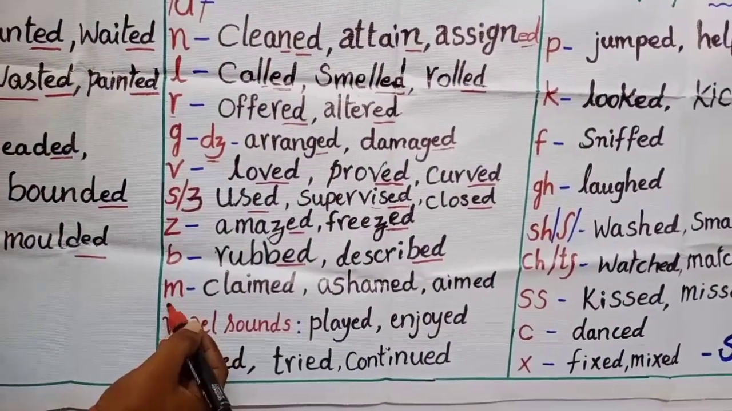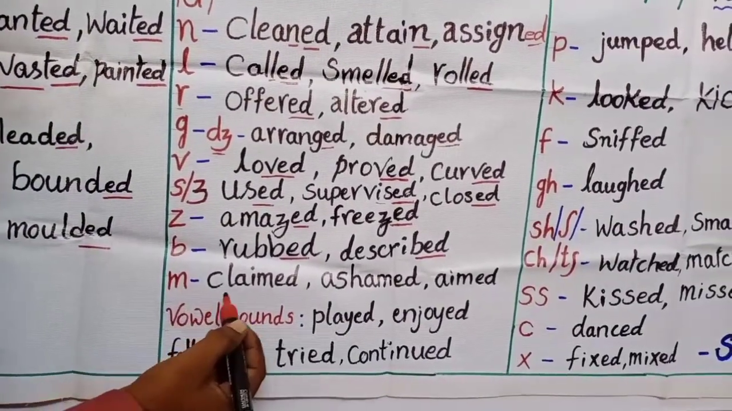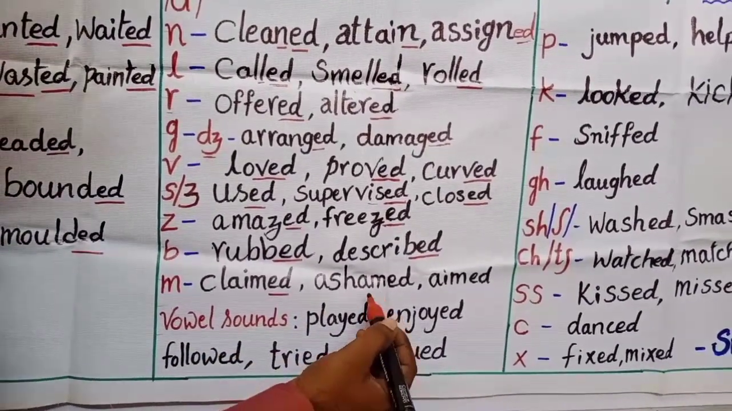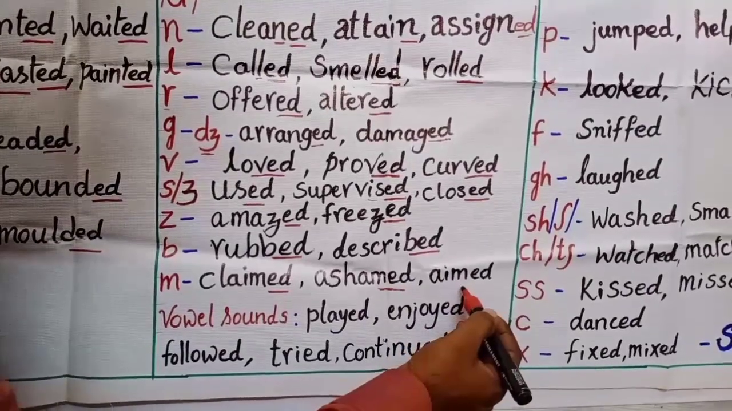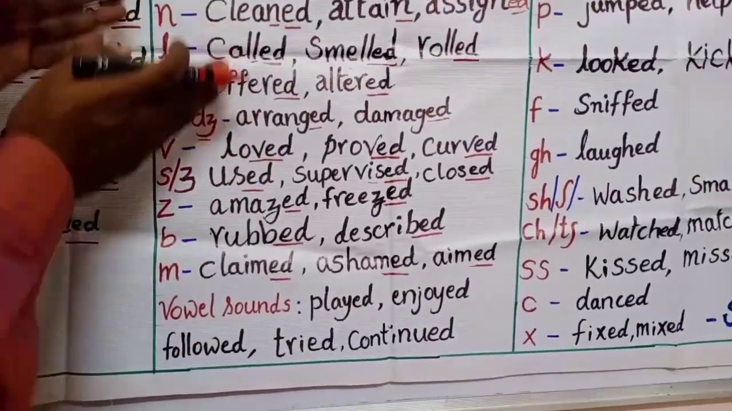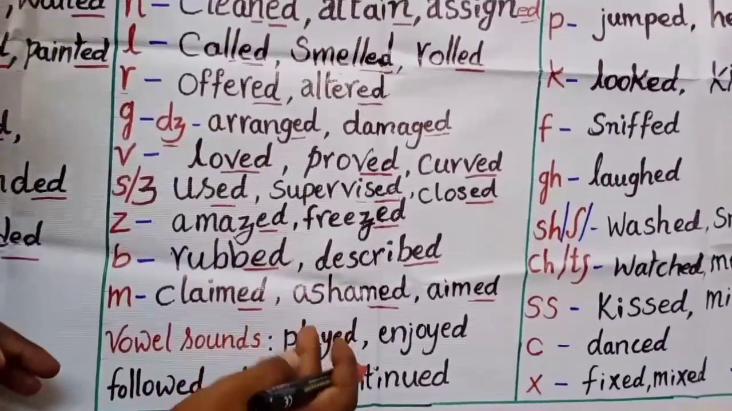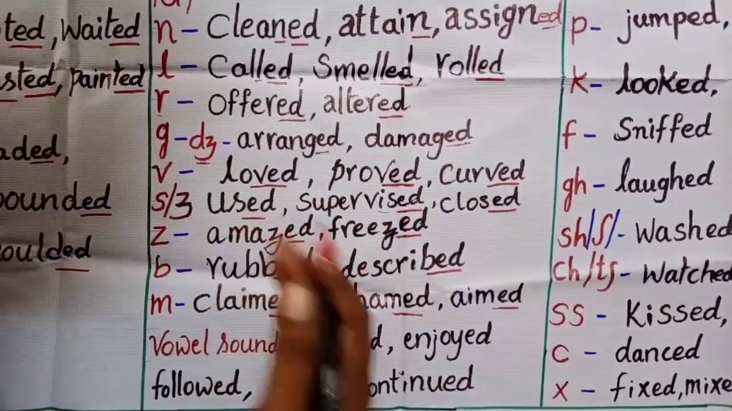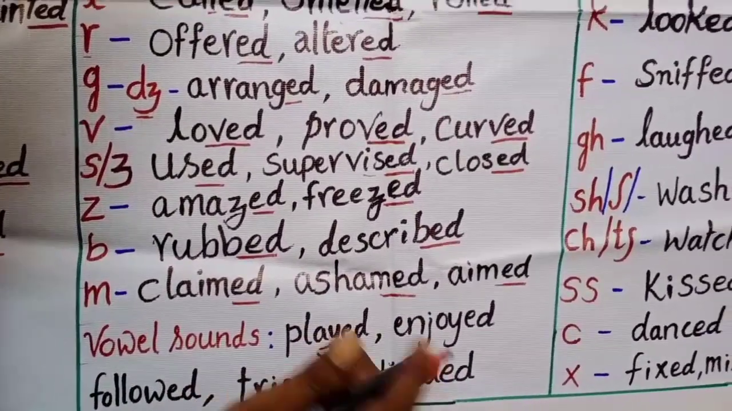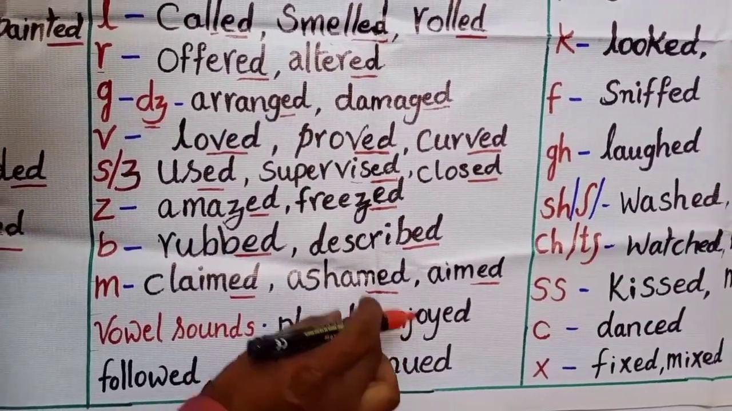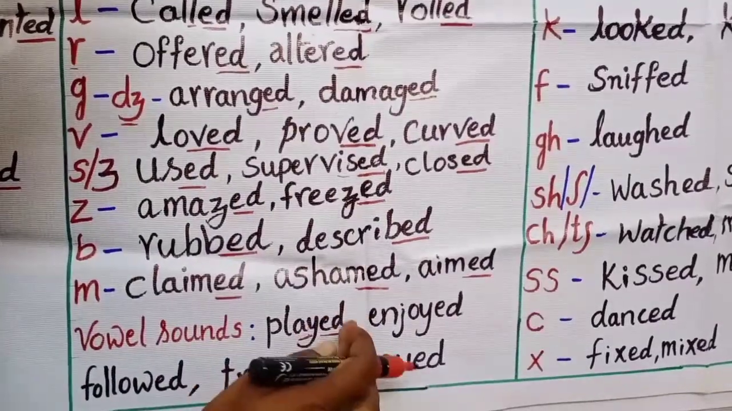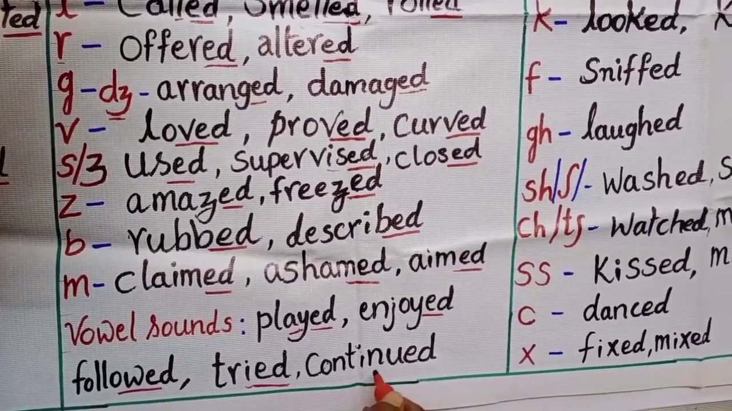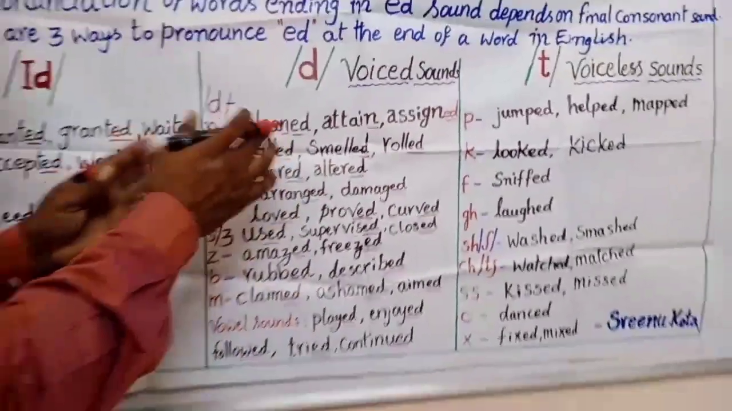Okay friends, next we move on. Another voiced sound, ends with the m. Claim, claimed. Ashamed. Aim, aimed. Along with these voiced sounds, if a word ends with a vowel sound like play, it ends with vowel a sound, and of course this ed is also pronounced as d, played, enjoyed, followed, tried, continued. So friends, this is the d sound.